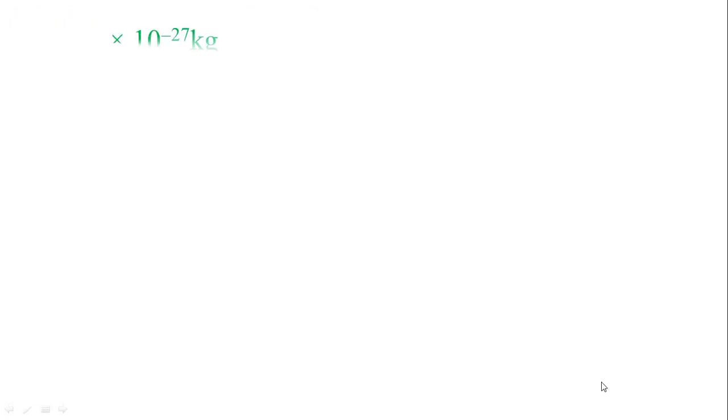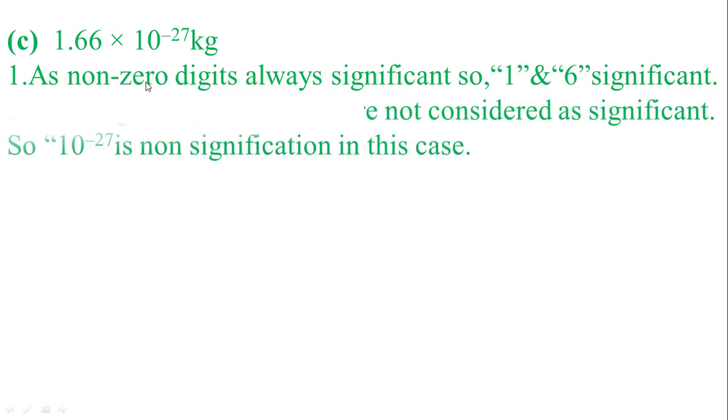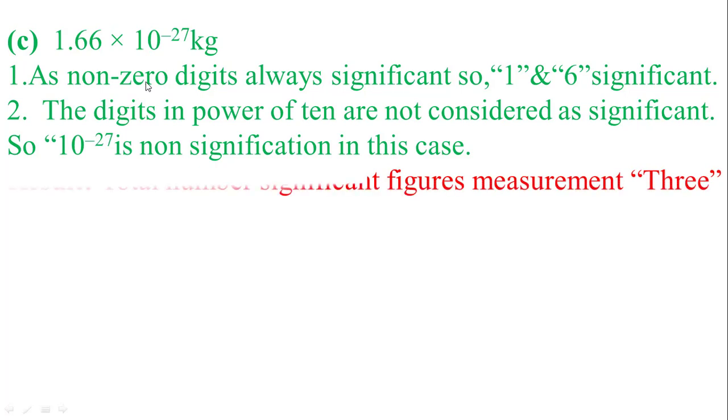Now we solve part C. We can see 1.66 multiplied by 10 raised to the power minus 27. Similarly, non-zero digits are always significant. So 1 and 6 are significant, and the digits in the power of 10 are not considered significant, because 10 raised to the power minus 27 is non-significant in this case. So the result: the total number of significant figures is 3.